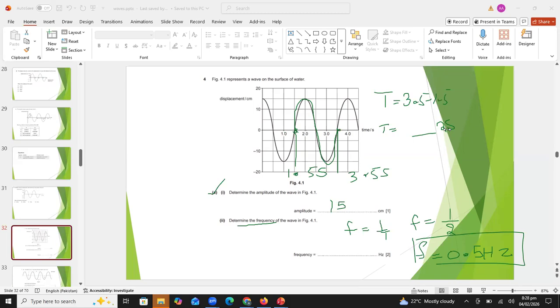Now, what mistake do students usually make in this type of question? They take this cycle, which is incorrect, because we have to take the complete cycle. Complete means from the point where the wave is starting to the point at which the wave is ending. That is the one cycle of time period. Did you understand this question, everyone?